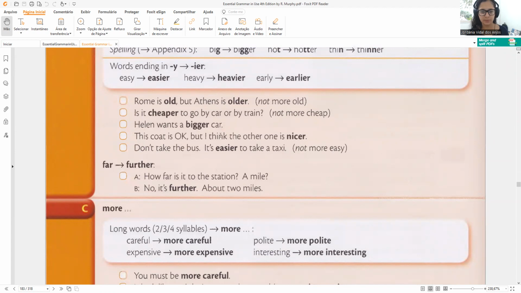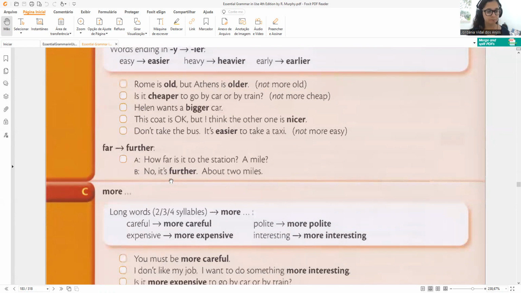This coat is okay, but I think the other one is nicer. Don't take the bus. It's easier to take a taxi. Don't say more easy. Easier. Okay? Okay, this is just an exception.